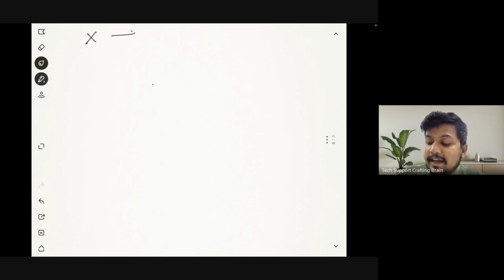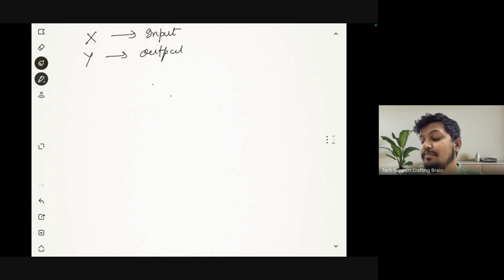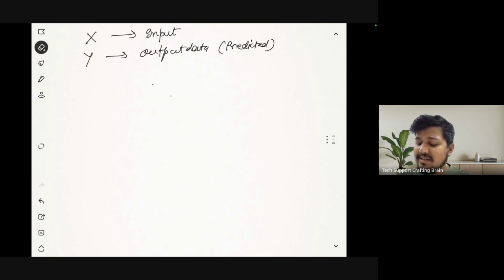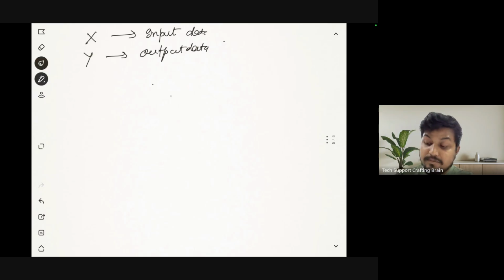Now again, X data we are calling which kind of data, guys? Input data. This is very important. Y data we are going to call output data. Output data means predicted data, predicted values right now, or you can call it dependent data. But you guys can just imagine X is input data and Y is output data.